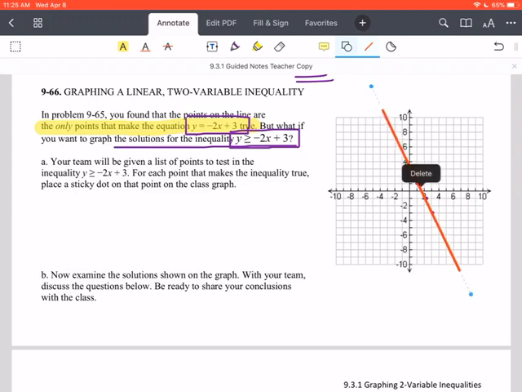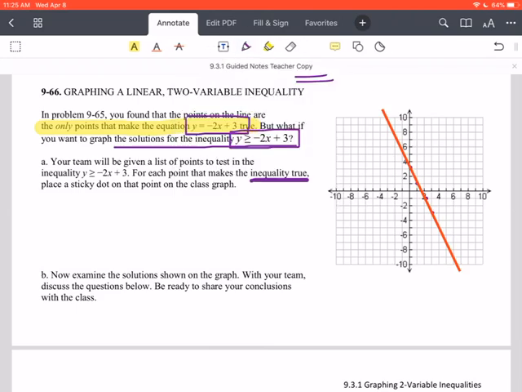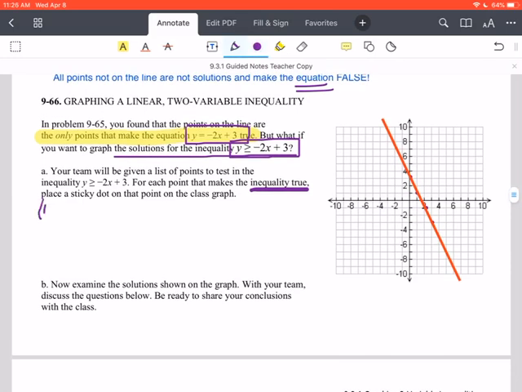So, what we want to do is test some points. Obviously, you're not in teams right now, but we want to test some points to see if they make the inequality true. So I'm going to choose the point 0, 0 to begin. We see that it's not on the line, but let's explore what happens when we replace x and y with 0 and 0. So we are asking ourselves, if I replace y with 0, is 0 greater than or equal to negative 2 times 0 plus 3? I have to plug it in. Now I do the math.